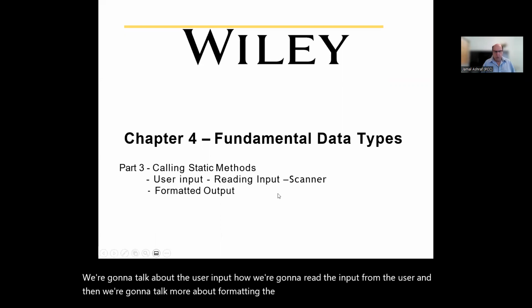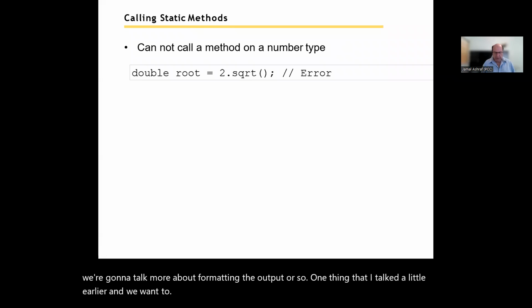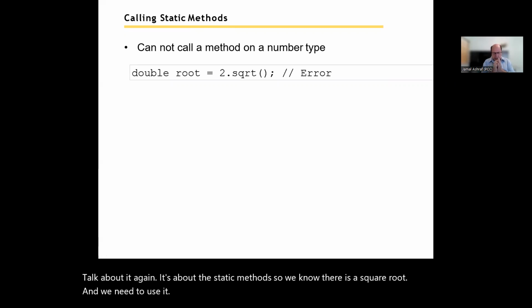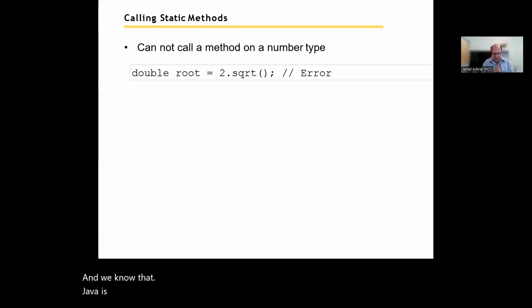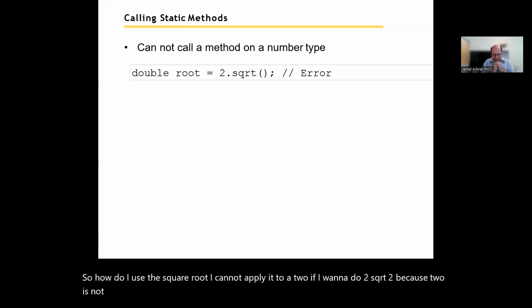All right. So one thing that I talked about a little earlier, and we want to talk about it again, is static methods. So we know there is a square root somewhere, and we need to use it. And we know that Java is an object-oriented language, and everything is an object. So how do I use a square root? I cannot apply it to a 2 if I want to do a square root of 2, because 2 is not an object, and it doesn't have the square root as a method.